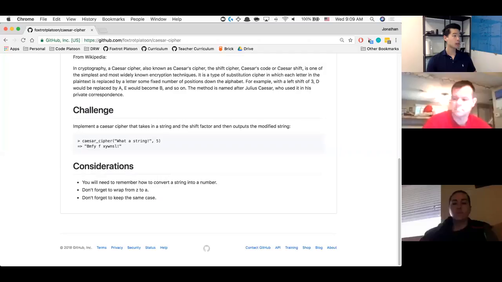I'm going to split the screen into 2 by doing Option Command 2, so I have 2 places to look. I have the spec file on the right, and spec just means test. And on the left, I have the Caesar Cipher. If I give you A, B, C, and I tell you to move forward 3 spaces, I'm going to get D, E, F, like this.